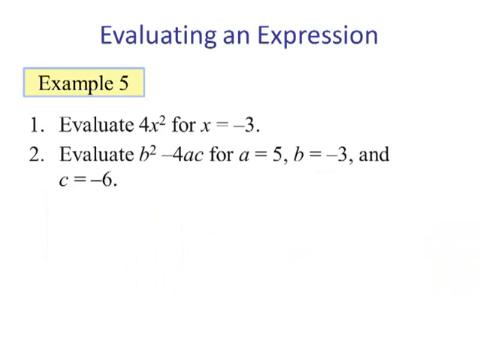Example 5. Number 1. Evaluate 4x squared for x equals negative 3. Number 2. Evaluate b squared minus 4ac when a is 5, b is negative 3, and c is negative 6. We will see this expression later on in the course when we get into quadratics.